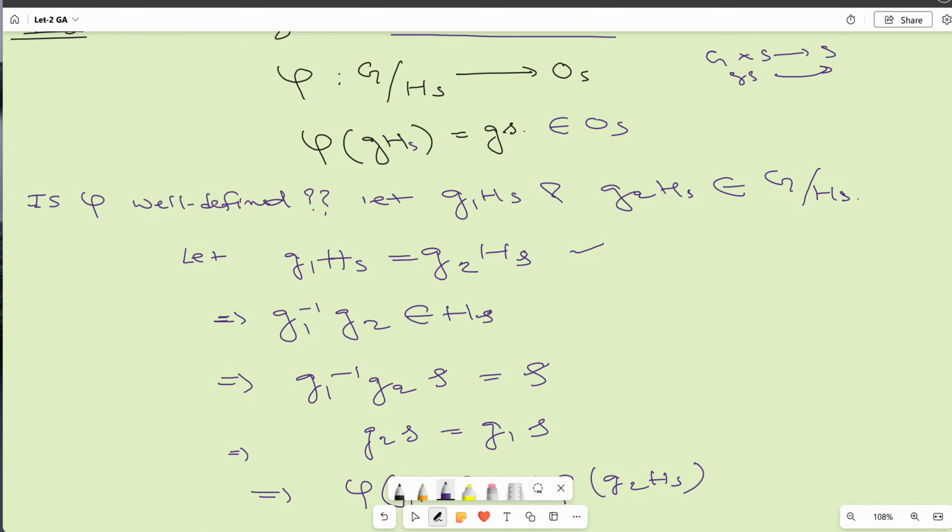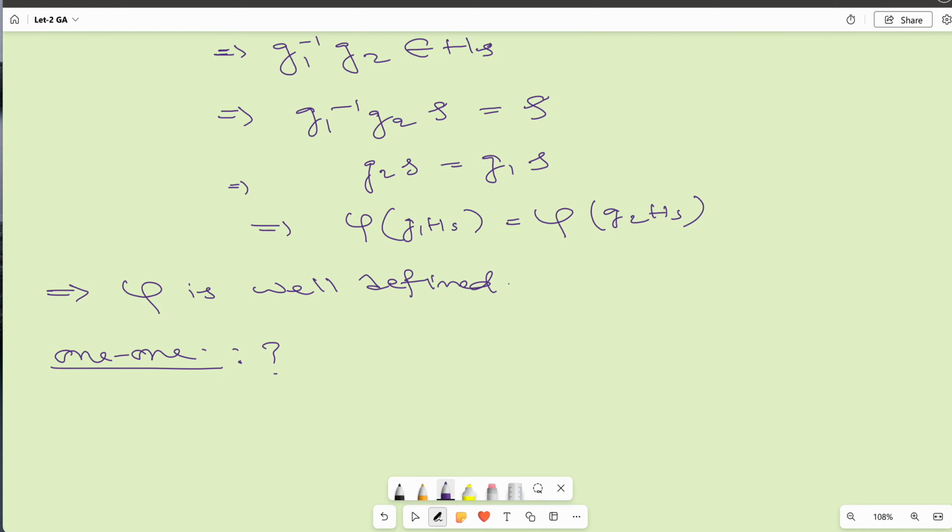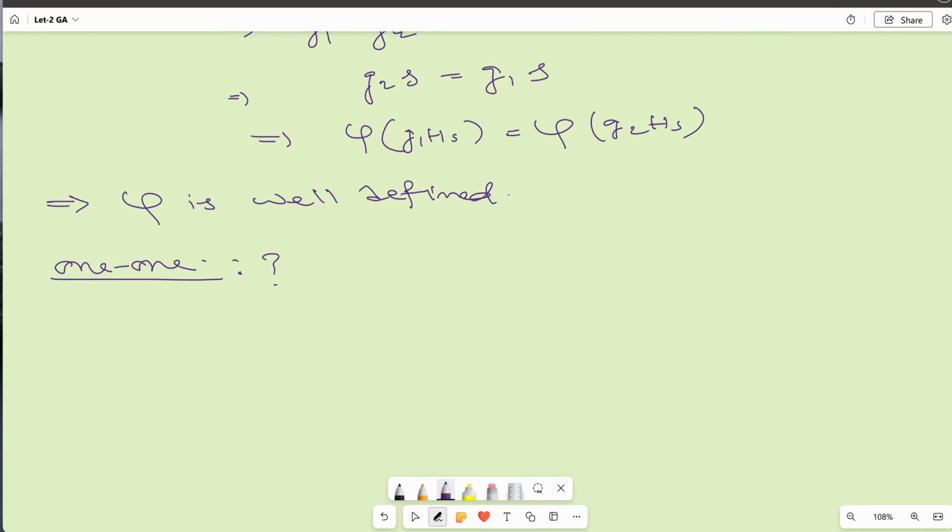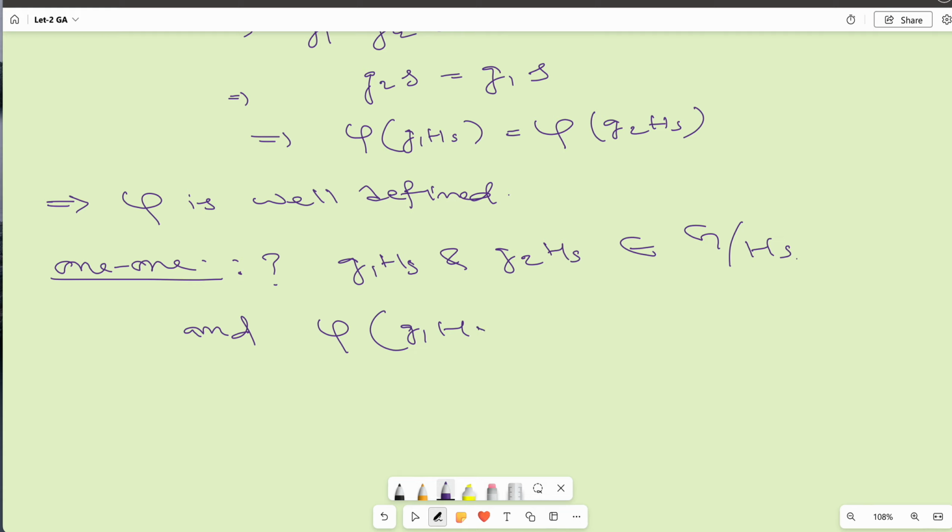For one-oneness, suppose I take two elements from G mod HS, and I will take that their two images are the same, and I will show that the two elements are the same. So suppose G1 HS and G2 HS are two members of G mod HS, and phi of G1 HS is equal to phi of G2 HS.